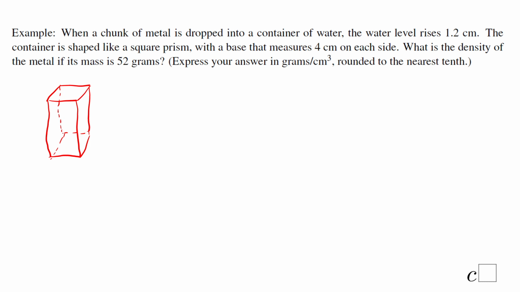We don't know how high the water is, and we don't really need that, but we know this is 4, this is 4. And let's say the water, and I'm going to change the color to show water. This is the water, right here at the beginning of the situation. But then you drop the chunk of metal, and the water goes up like this. It's going to be here. So this is the volume of the chunk of metal. That's the thing we need to find out, that volume.